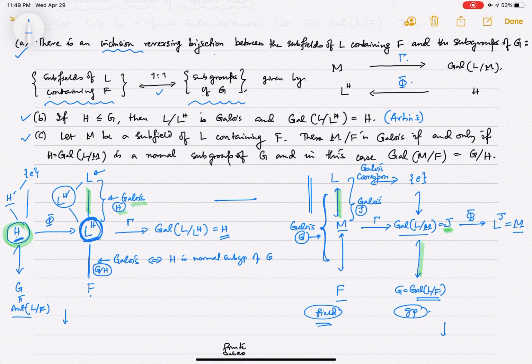And similar inclusion reversing bijections between two worlds have shown up many times in different branches of mathematics, and they're all called Galois correspondences, and they're often very useful gadgets.